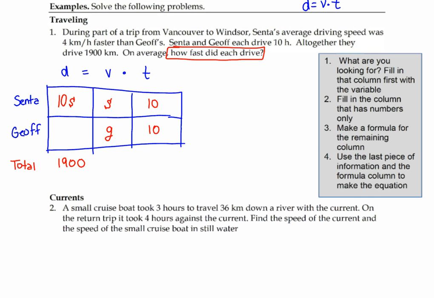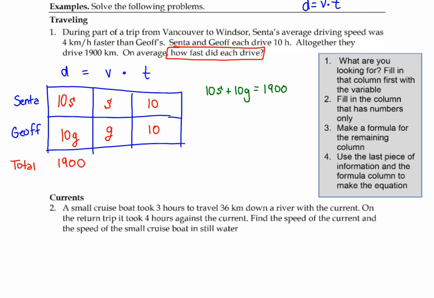So how to get this third? What would it be? 10G. Okay, so that gives me one full equation. Which equation do we now know? The distance one, which is 10S plus 10G equals the total distance of 1,900.